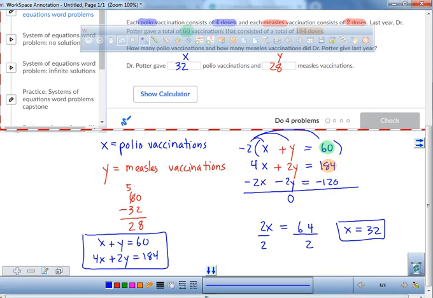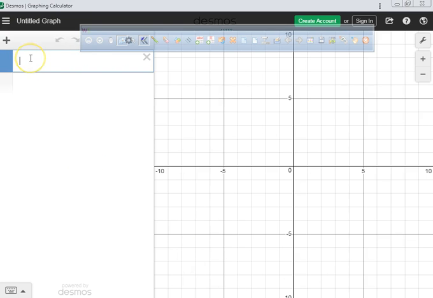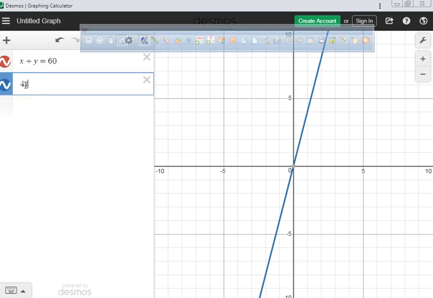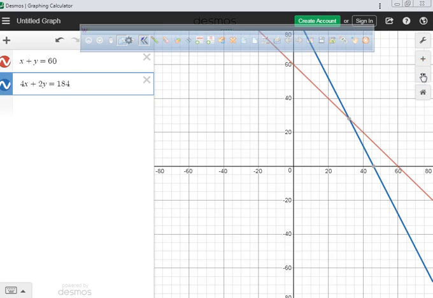All right, so here we go. X plus y equals 60, so I'm going to go to Desmos, and all I'm going to do is type in x plus y equals 60, just like that. And then I'm going to type in 4x plus 2y equals 184. And you're like, I don't see anything. So what do we have to do? We go over here to this little zoom out. We go zoom out, zoom out, zoom out. Oh, look at there. Voila. What are our answers? 32, 28.